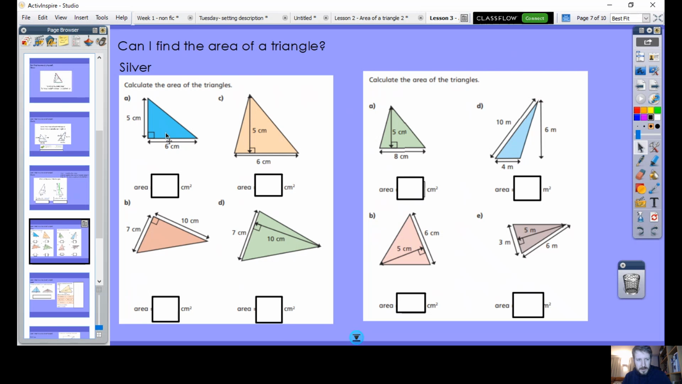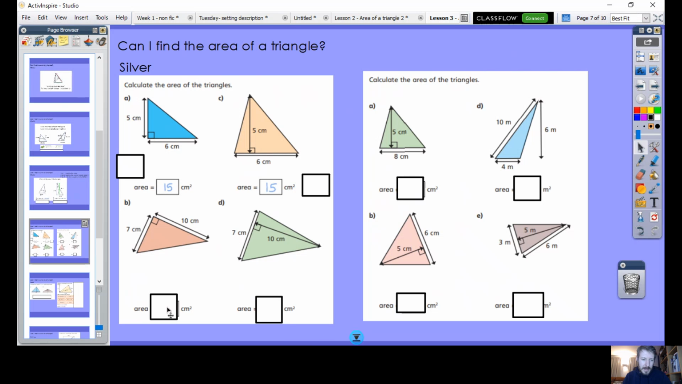Okay, so let's have a look at some answers. So silver, the area of this one, we've got a right angle triangle to start us off with. So it was half the base, which was 6, so half the base would be 3 times 5, and then the area would be 15 centimeters squared. Here we've been given where the base is, and the perpendicular height, half the base would be 3 multiplied by 5 will be 15 again.